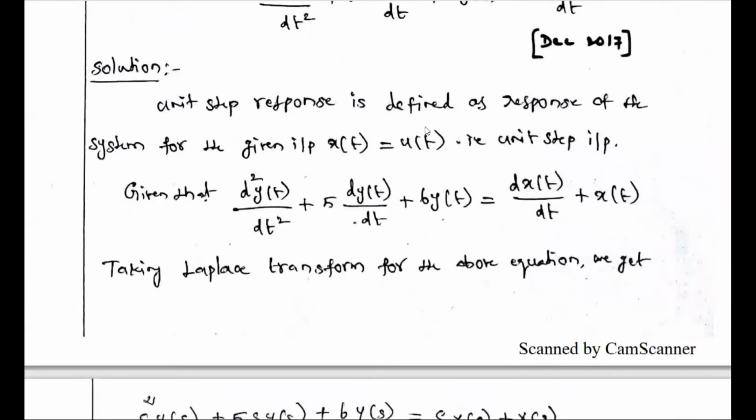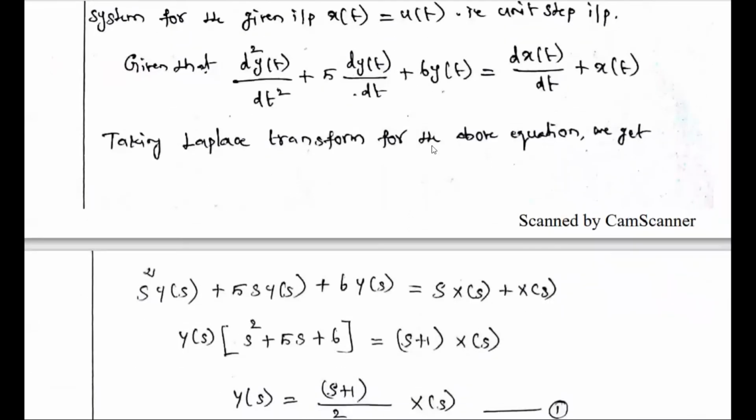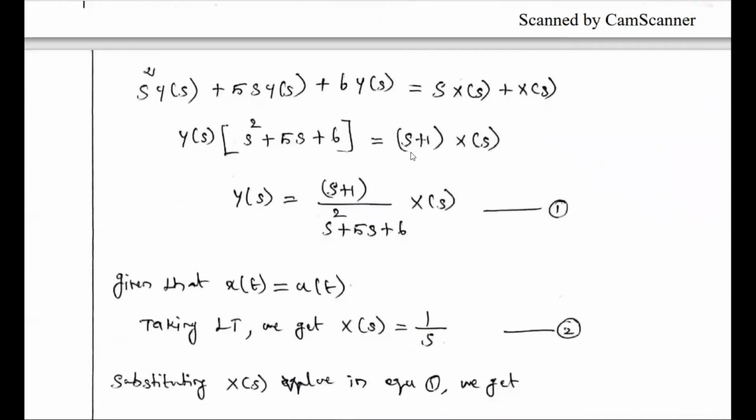Since the problem does not mention the initial conditions, we assume they are 0. So the Laplace transform of d squared y of t divided by dt squared is s squared Y of s, plus 5 into, what is the Laplace transform of dy of t by dt? s into Y of s, plus 6 into the Laplace transform of y of t, capital Y of s, equal to the Laplace transform of dx of t divided by dt, s into capital X of s, plus the Laplace transform of x of t, X of s. Here you see, on the left side we have to take Y of s common. So just take Y of s common.